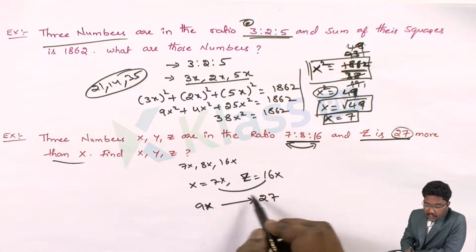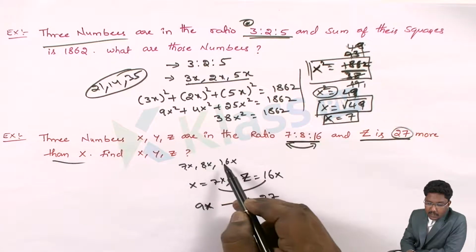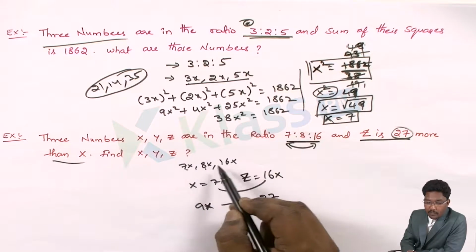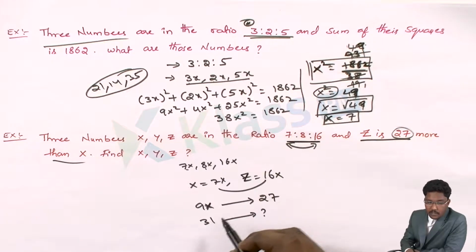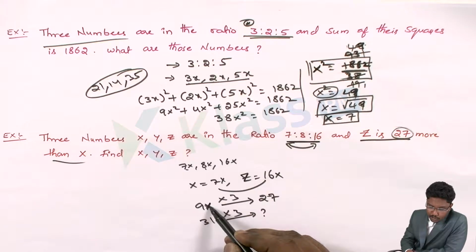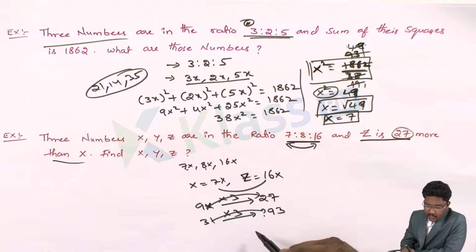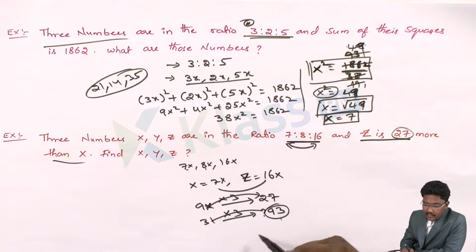If 9 parts is 27, what is the total? Okay, 7 plus 8 plus 16 is the total. 7 plus 8, 15. 15 plus 16, 31. 31 parts. How much? 9 into 3, 31 into 3. How 9 becomes 27 means 9 into 3. Then 31 into 3 means 93. Okay. In this way, the total value is 93.